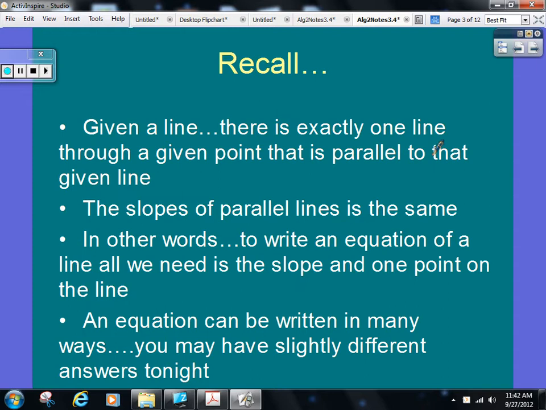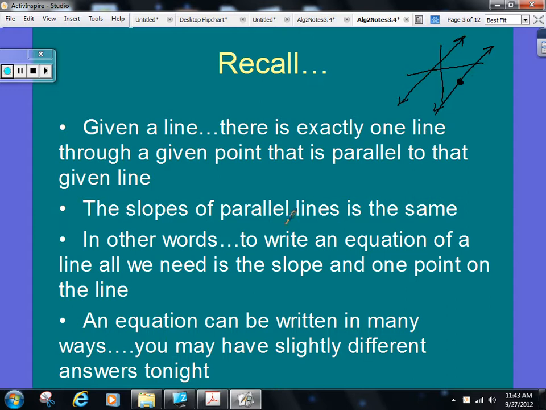Okay, recall. Given a line, there is exactly one line through a given point that is parallel to that given line. Go back to your geometry days. We have a line, here it is, and let's say I have a point right here. How many different ways could I draw a line through this point that would be parallel to the one I started with? And you're right, there's just one, because it would have to be this way. The reason it would be just one is because that slope, that slantness, has to be the same, and the only way we could go is through this point.